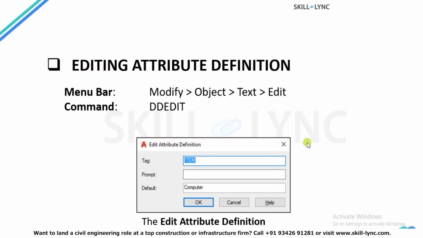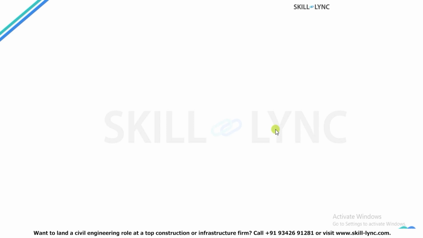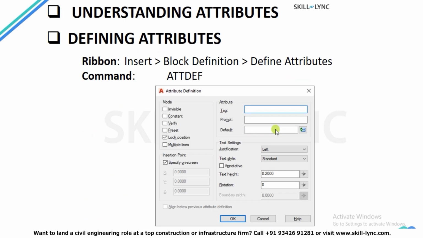So we have the attribute definition. Understanding attributes: attributes are text that are defined inside a block, so that it can be edited in place inside the drawing. We'll give you an example. To define an attribute, we have the command called attribute definition, or from the ribbon, you have the insert tab, go to the block definition panel, and then define attributes is there.